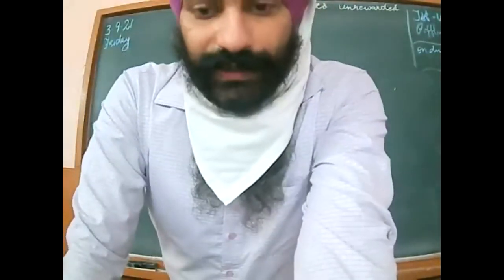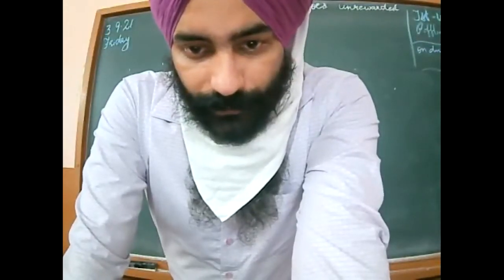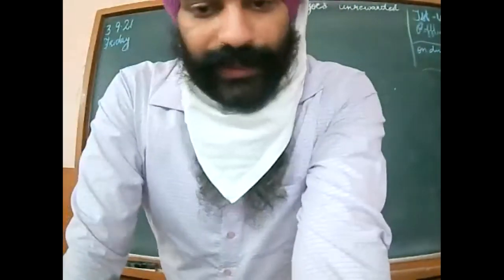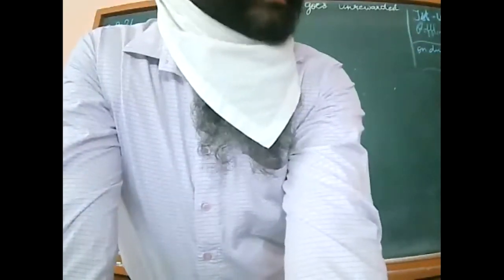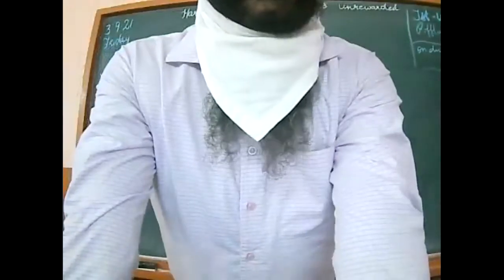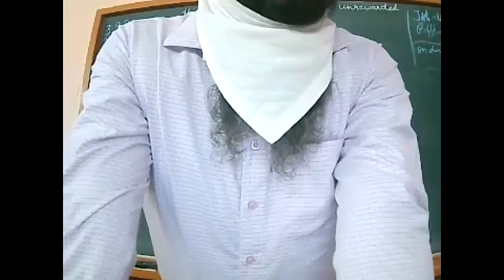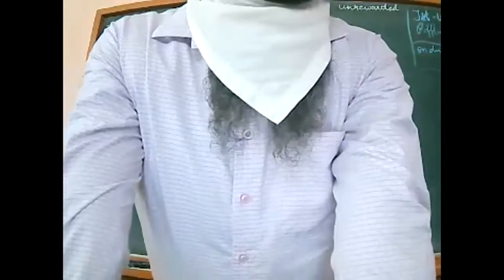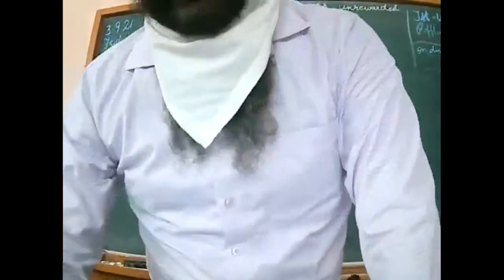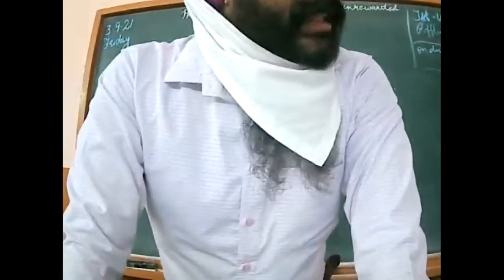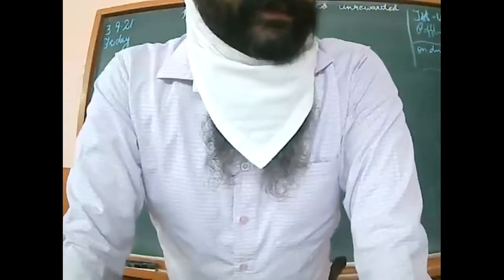C-H-A-M-B-A-L. Chambal is a tributary of... yes, Krishan Ved. Yes, there is an example in the chapter. But Chambal is part of your knowledge. You asked how a 20% knowledge-based question would come? This is a hint, folks. Chambal is a tributary which is present in the southeastern parts of Rajasthan and the northwestern parts of Madhya Pradesh. Very good, Shantanu. It is a tributary of Yamuna. Chambal is a tributary of Yamuna, and Yamuna is a tributary of Ganga.